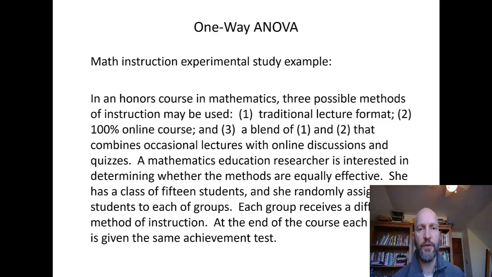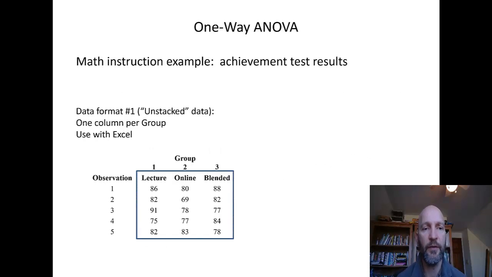So here's another example that's very similar to the last example. In this case, we have an honors course in mathematics, and there are 3 different methods of instruction: traditional, online, and a mix. And some mathematics researcher is going to look at 15 students, randomly assigning 5 to each group, and then look at their test scores at the end. And here's what the data might look like. This is what we call unstacked data, and this works well with Excel if you're going to use that. You can see we have the groups listed: lecture, online, and blended, and we have 5 observations of each, and then we have the scores.